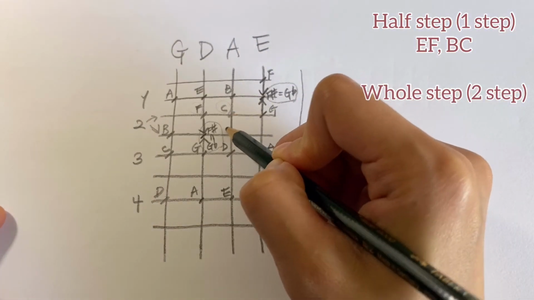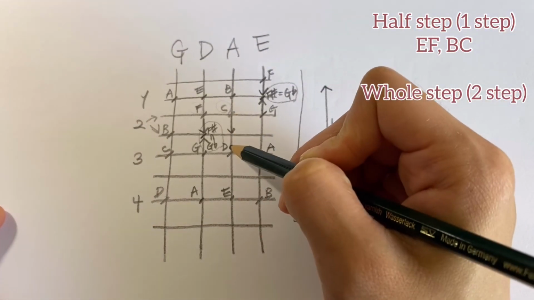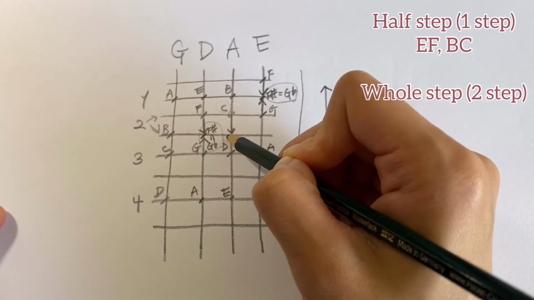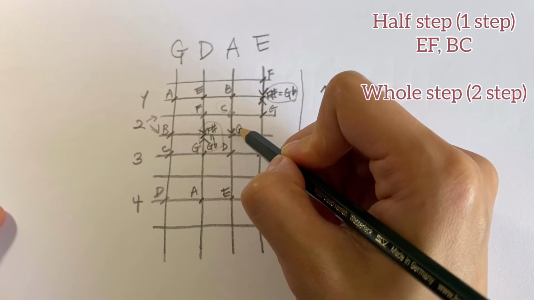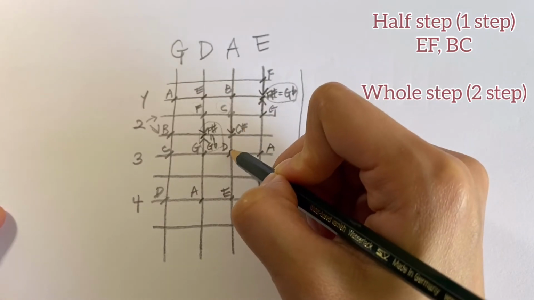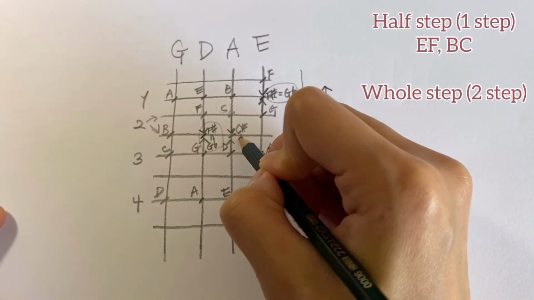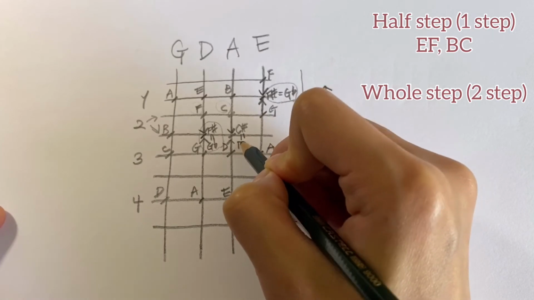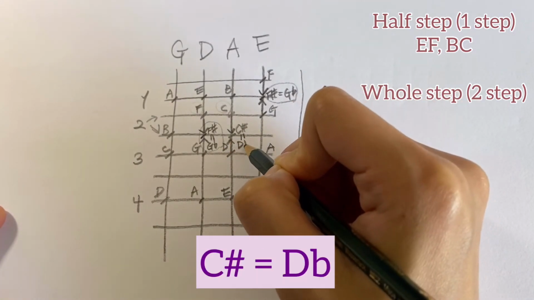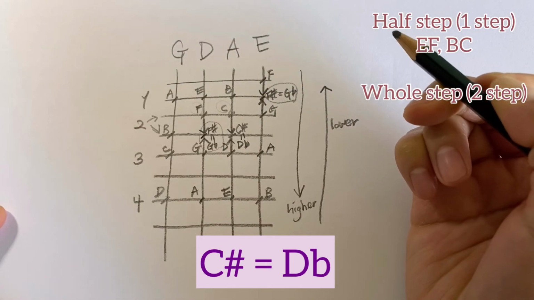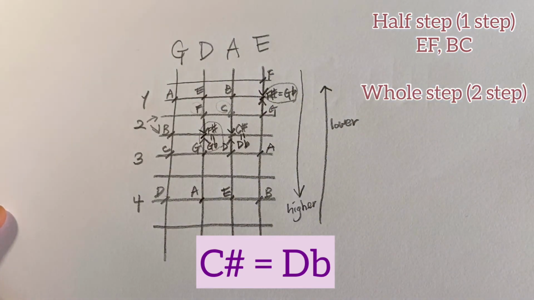Let's try this. A half step higher from C is C sharp. And a half step lower from D is D flat. So C sharp and D flat are the same.